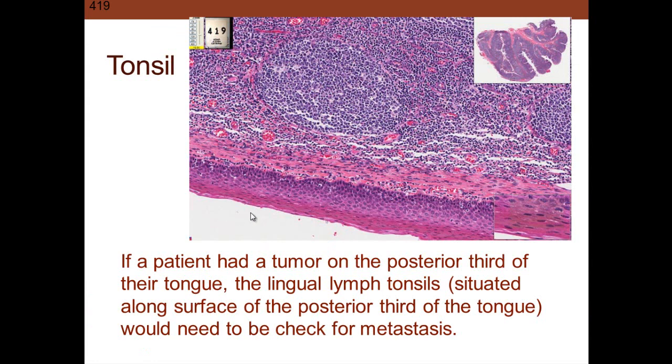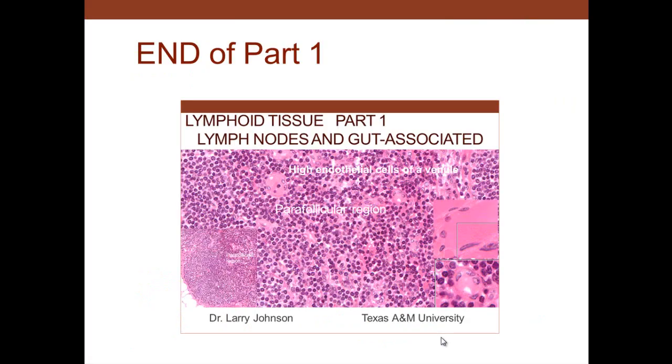If a patient had a tumor in the posterior third of the tongue region, the lingual tonsils could be removed, and at least checked for cancerous growth as well. So this is the end of the first part. It has to do with lymph nodes and gut-associated tissues.